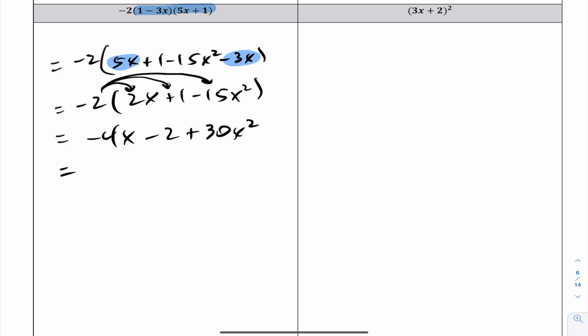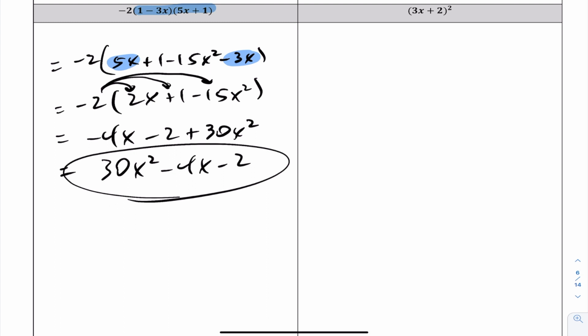We should rewrite this in descending order by degree. So in this case, we get 30x squared minus 4x minus 2. And that becomes our quadratic, expanded and simplified. Okay, let's try another one here.